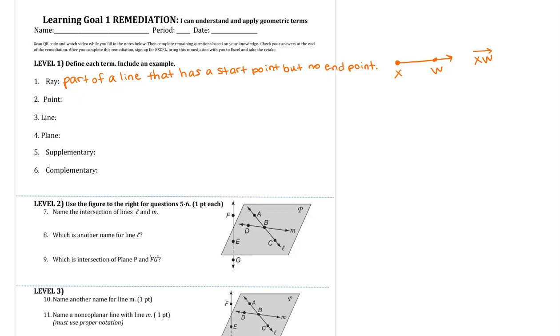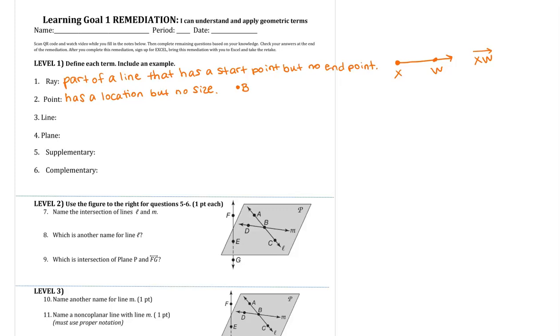A point has a location, but no size. It's one of those undefined terms. So if we were to give an example, we could say this is point B. We use just the dot and a capital letter, so that would be point B.